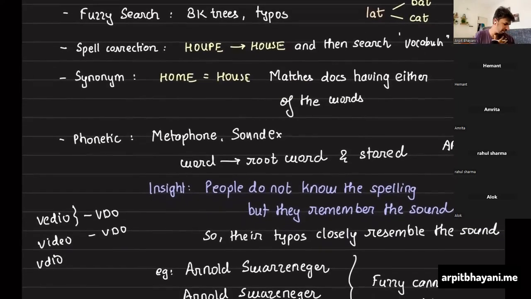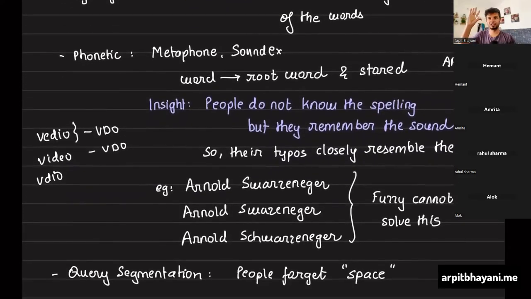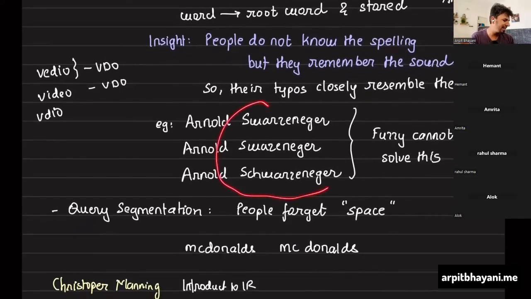Okay. The next one, and my personal favorite, is phonetic search. Phonetic search is what helps because humans typically don't know the spelling, but they know the sound of the word. For example, I'll give a word. This is not me exaggerating, but literally I wanted to write Arnold Schwarzenegger. I could not write the same spelling thrice and I don't even know what the correct spelling of his surname is, but I know how it sounds.